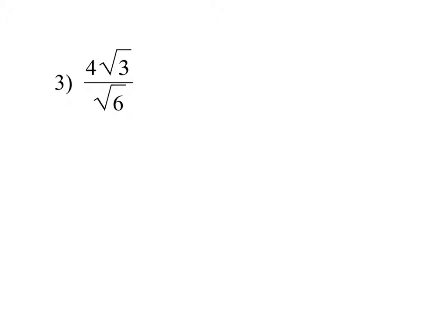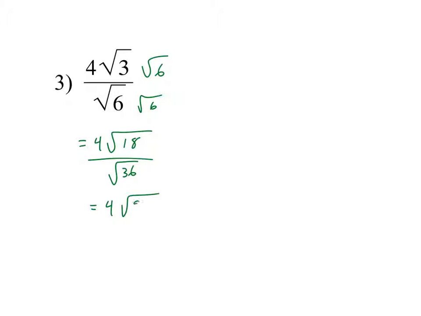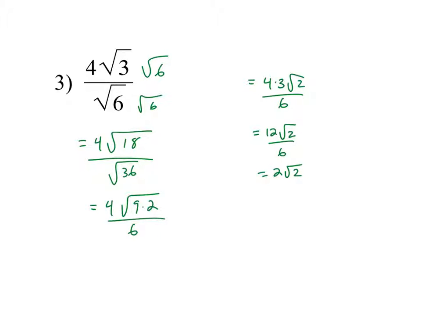Okay. So this one, again, I can rationalize: square root of 6 times square root of 6, so I have 4 square root of 18, divided by the square root of 36. So that means that I have 4 times the square root of 9 times 2 divided by 6. So I have 4 times 3 square root of 2 divided by 6. So I have 12 square root of 2 divided by 6. So this is 2 square root of 2. That's one way of solving this exercise.